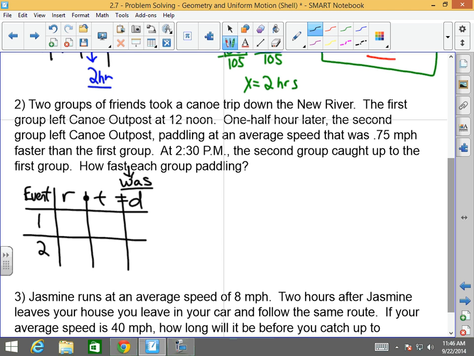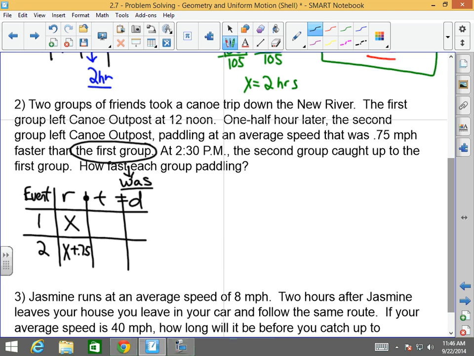So what do we know nothing about? Usually it's the second part of the sentence. The first group, we know nothing about their rate. So that's X. And what do we know about the second group? That it's the 0.75 miles per hour faster than group 1. So it's X plus 0.75.